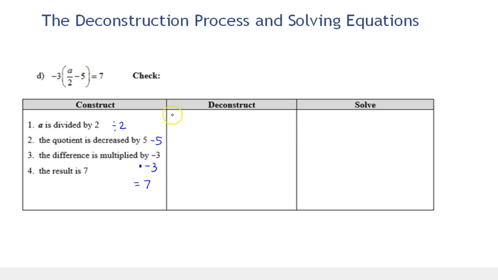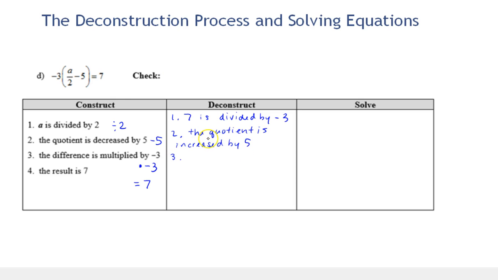So starting with 7, this was multiplied by negative 3, so to reverse that we'll need to divide by negative 3. So 7 is divided by negative 3. Now that result is a quotient, so the quotient is, well, the next operation working backwards, we had decreased by 5, so we're going to increase by 5. So the quotient is increased by 5.